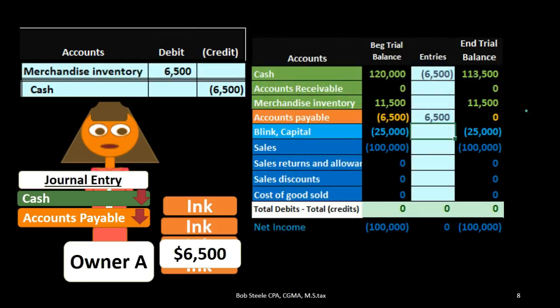Here's the summary. Notice that there's no effect on net income for the purchasing transaction, either when we get the inventory or when we pay for the inventory. When will it have an impact on net income? On the income statement, when we sell it in the form of cost of goods sold and sales.